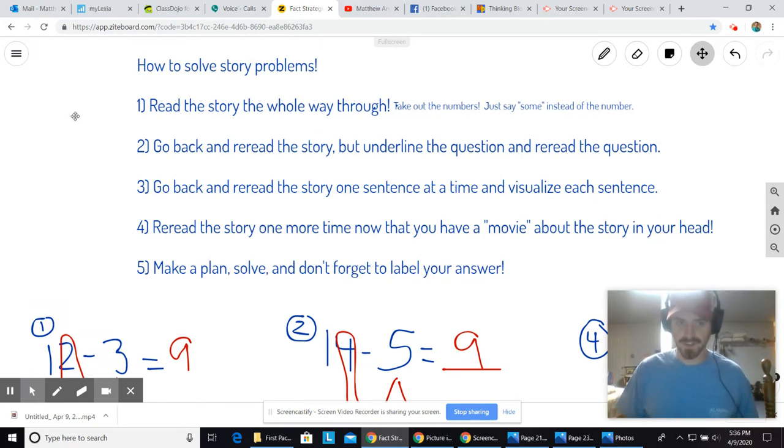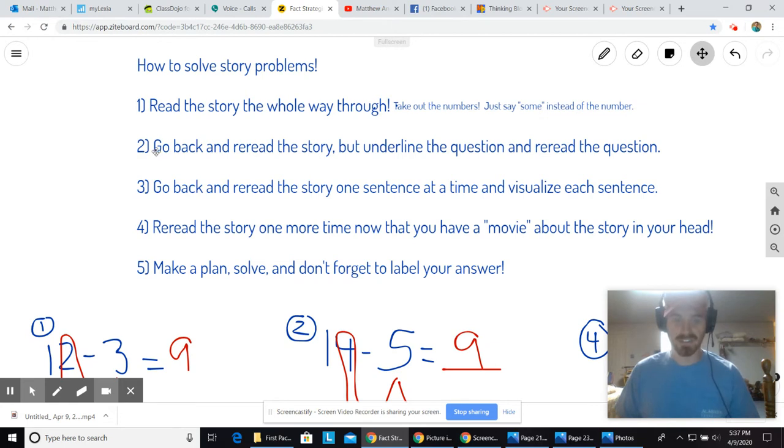So, first, it says we want to read the story the whole way through. Make sure you take out the numbers. So, instead of saying the number when you're reading, just say "some" instead. Like if Mr. Andrews walked 12 miles around the track, instead you would say Mr. Andrews walked some miles around the track. When kids see the numbers, they usually think, oh, I just put them together, instead of trying to read to understand, because we don't always add in story problems.